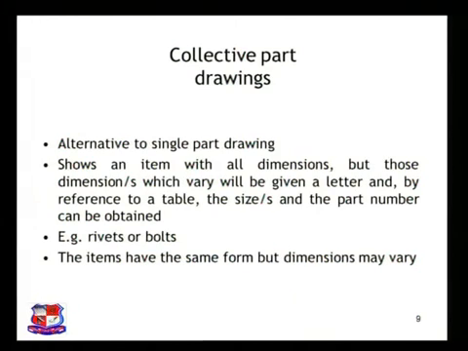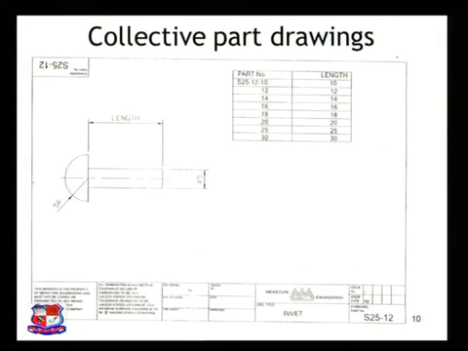For example, in case of rivets, nuts, bolts or any standard parts, all these parts are drawn with the help of collective part drawings. The items have the same form, but the dimensions may vary. Its shape and form remain the same, just the dimensions vary. This is an example of collective part drawing. It could be seen here.